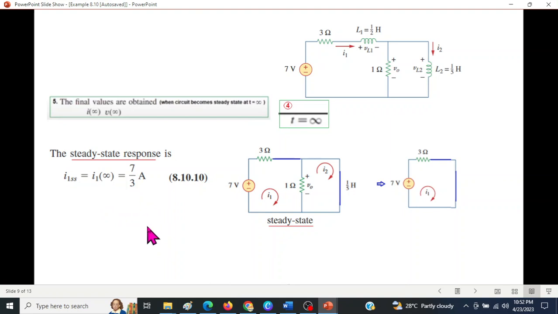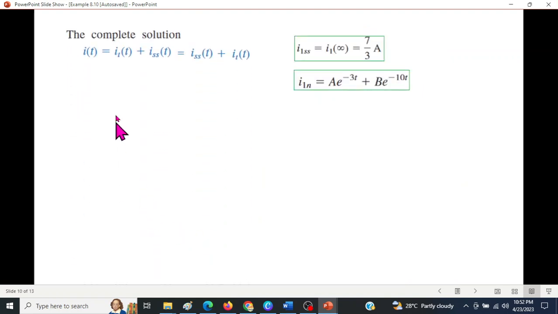So this steady state we have found, and we have learned that the complete response will be the summation of the two, steady state and the natural or the transient current. So this we can also write steady state first and then the transient next. And these are the two values that we have calculated. So our IT will now be ISS plus I1N. This is our complete response. Still we need to find A and B.